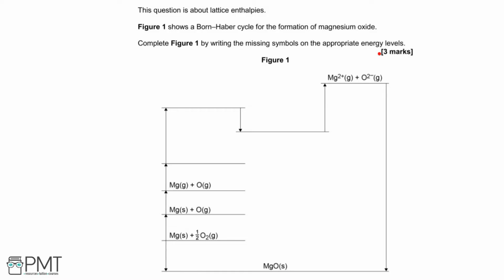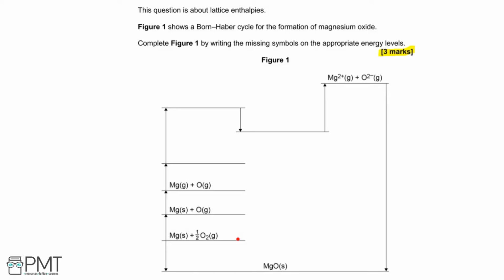So, we can see that this question is 3 marks, and we have 1, 2, 3 blank energy levels to fill in. That means we're going to have 1 mark per energy level. Now, a Born-Haber cycle shows the different enthalpy changes involved in the formation of an ionic compound from its elements in their standard states.